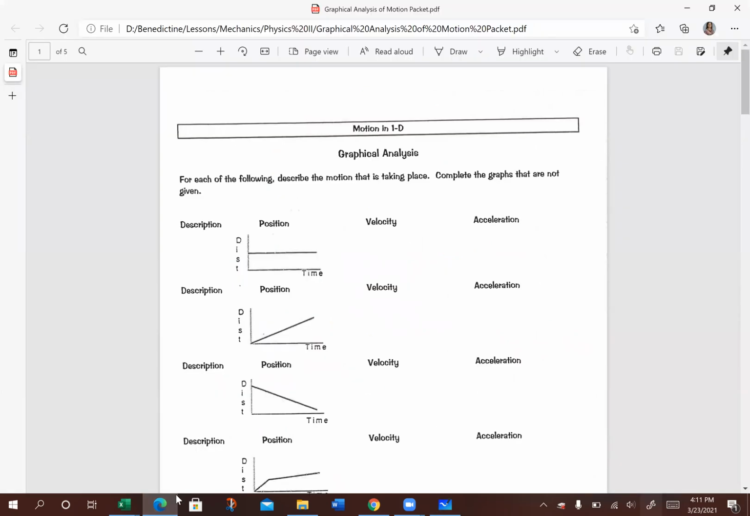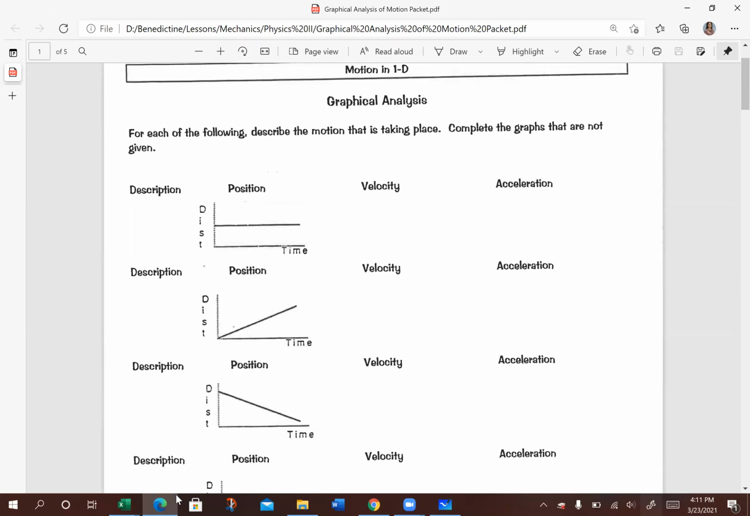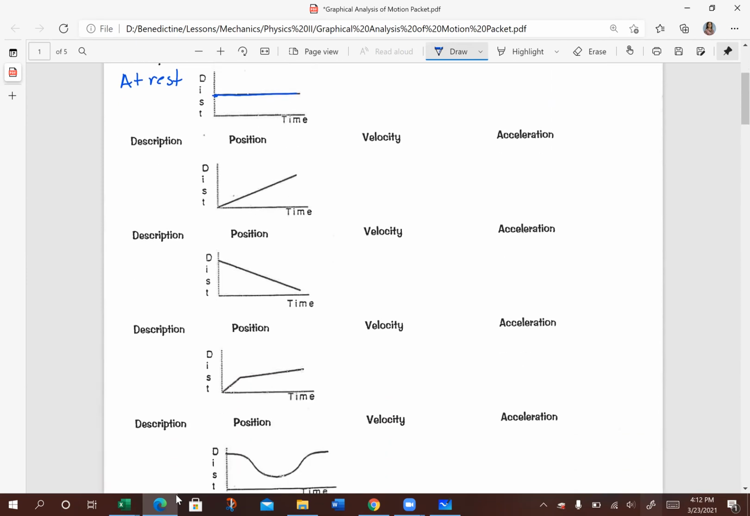So taking a look at this sheet, right? Let's blow this up a little bit, draw on that. So if we take a look at these, we can write our descriptions. So our description here would be the object is at rest, right? Because I'm at the same place as time goes on. In this one, our description would be I'm moving away from the reference frame with a constant velocity. So my speed is constant. So a lowercase v represents speed.